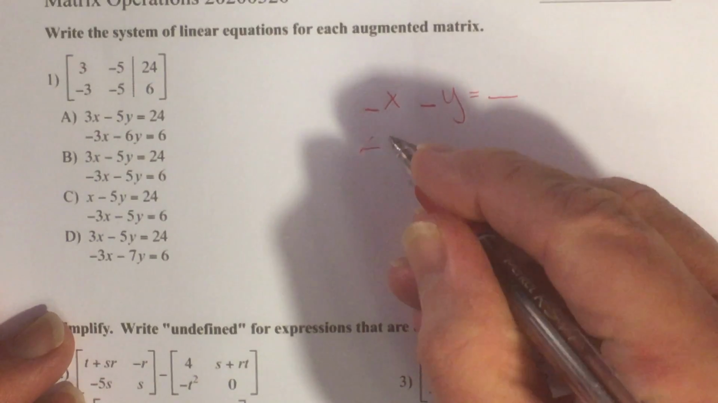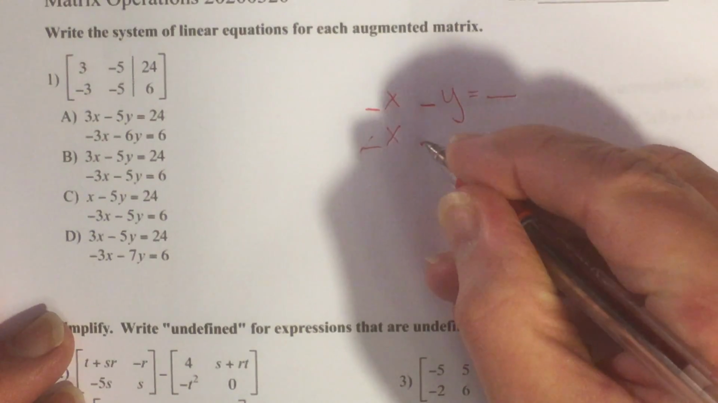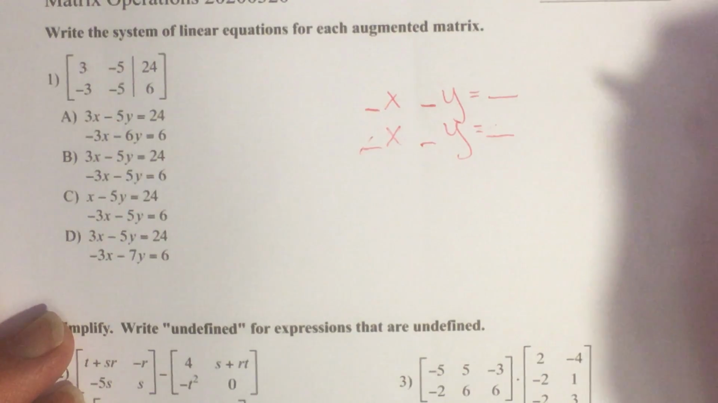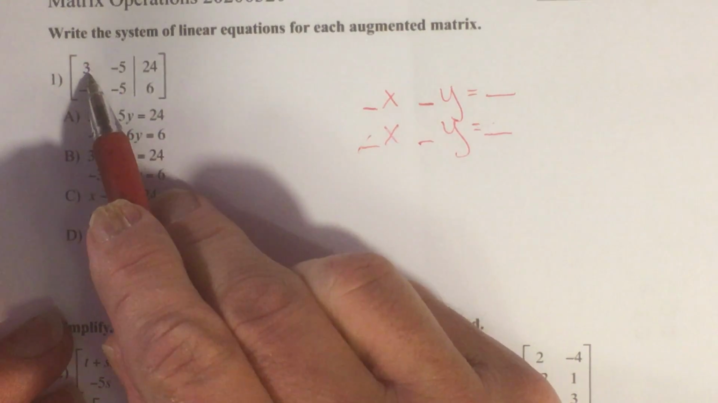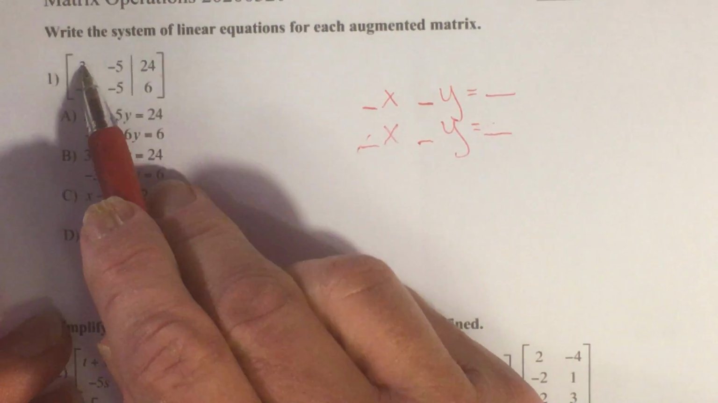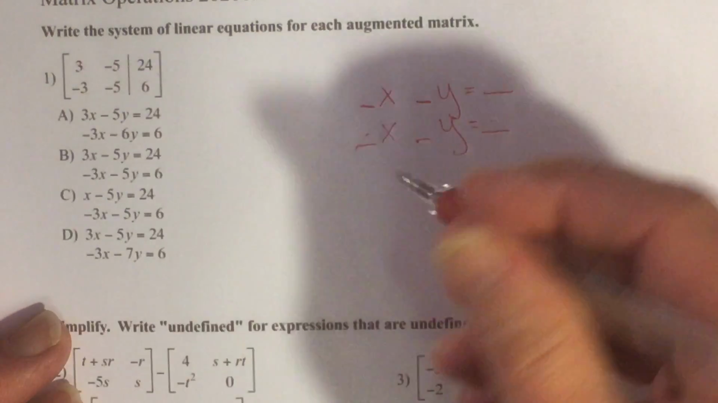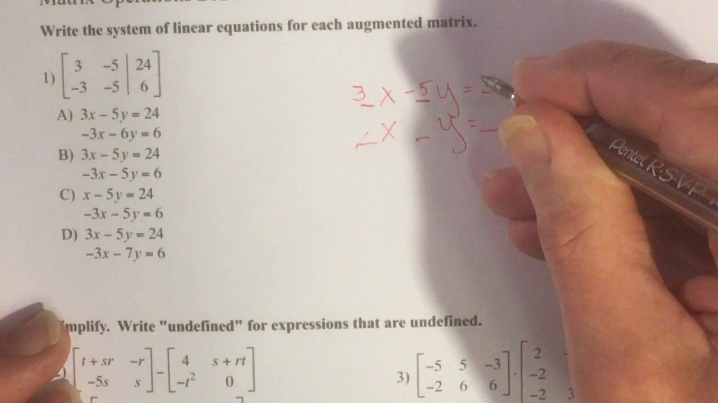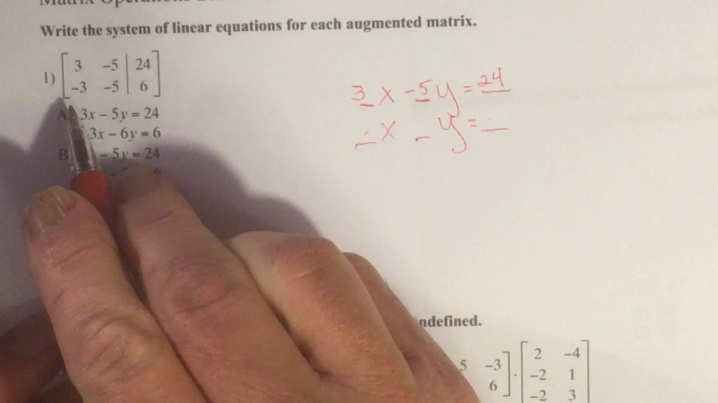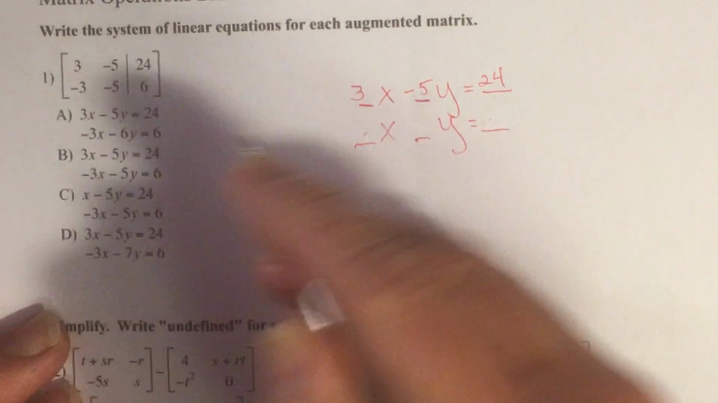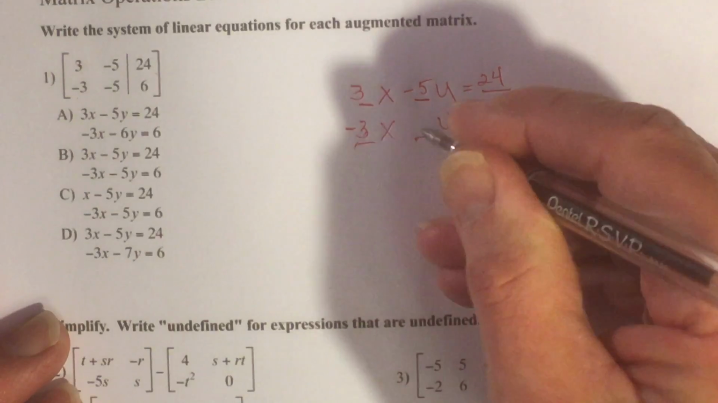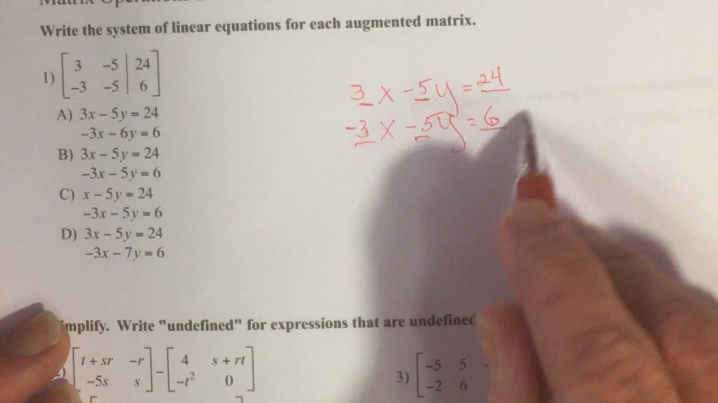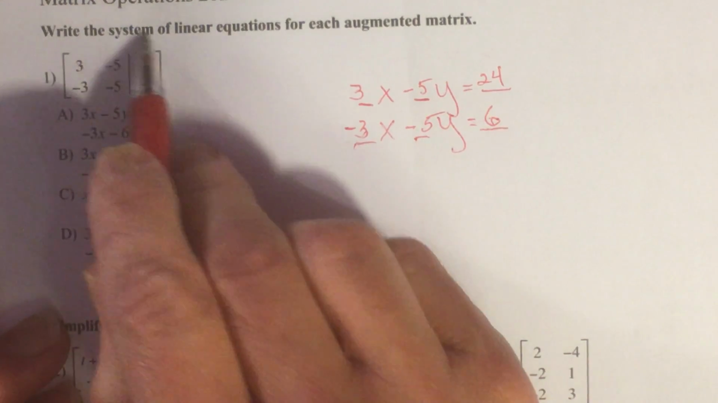So we've got another one here, some coefficient for x, some coefficient for y, and some constant over here is the solution. We have a 3 and a -5 and a 24. This is x, this is y, this is the answer. So this is 3, this is -5, and this is 24. This is -3, -5, and 6. And this is the system of equations that is represented by this matrix.